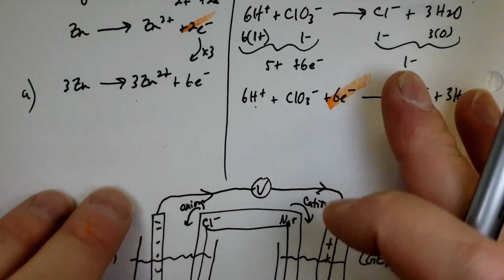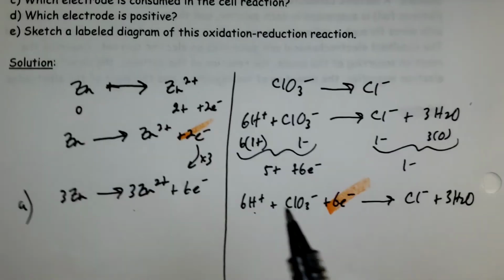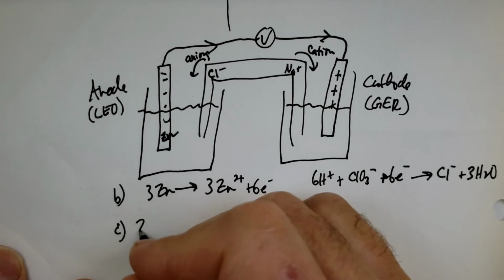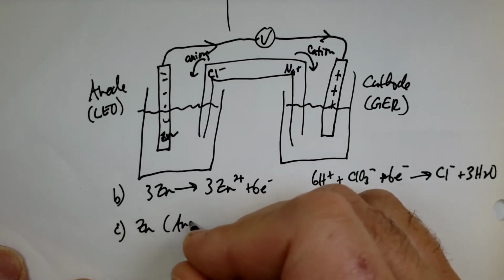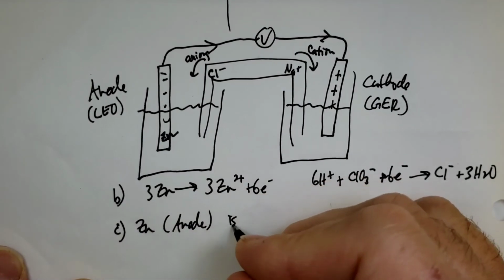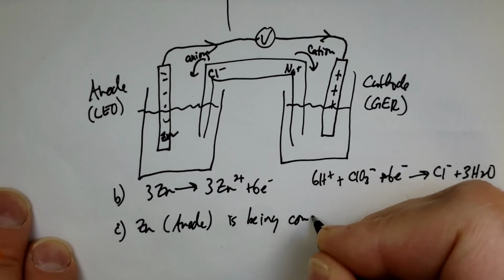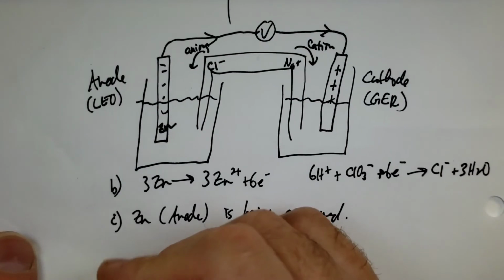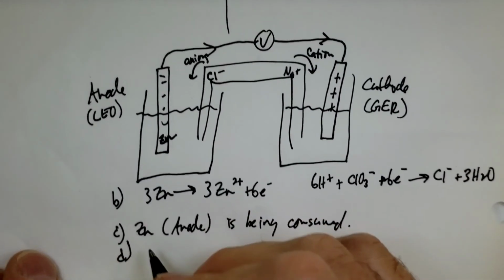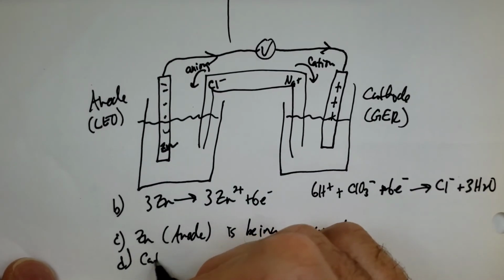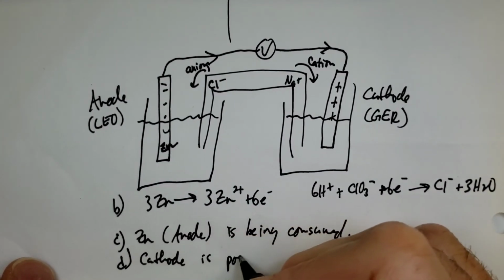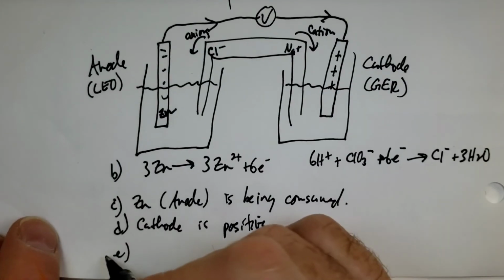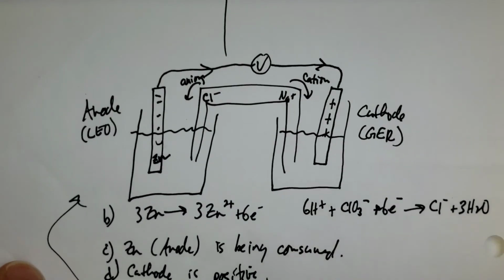Which electrode is being consumed? So I could say zinc, which is called the anode, is being consumed. And then D, which electrode is positive? So over here, cathode is positive. And E, sketch a labeled diagram. Well, there it is right there. All right, so that's how you do it.